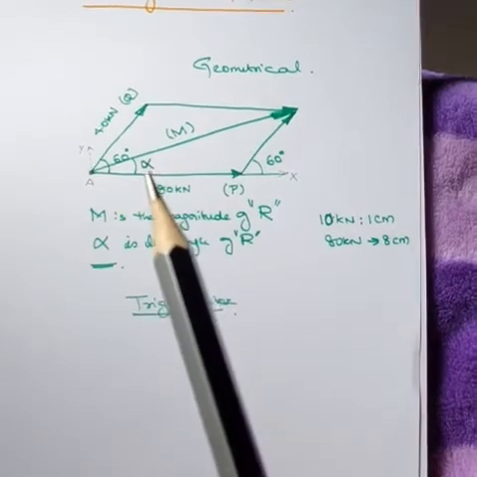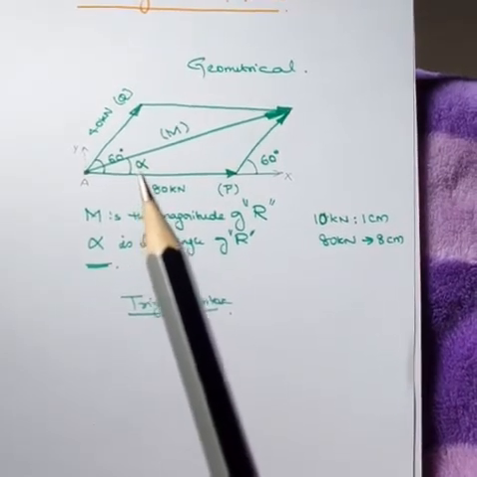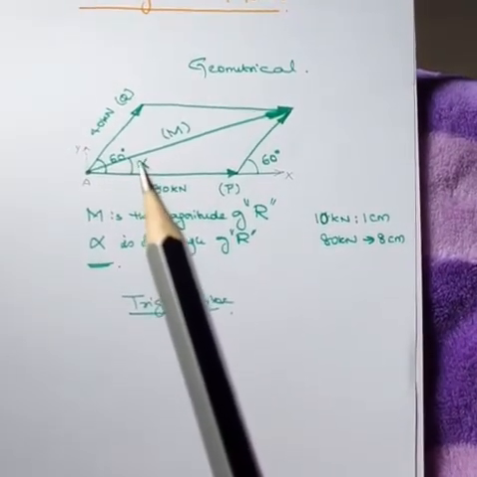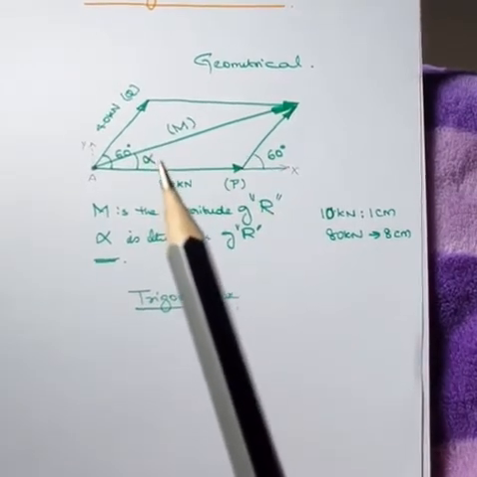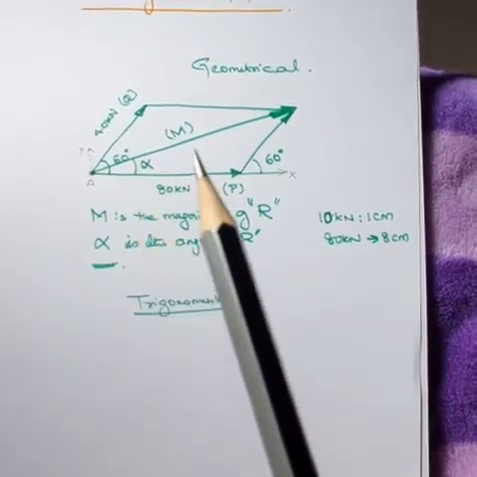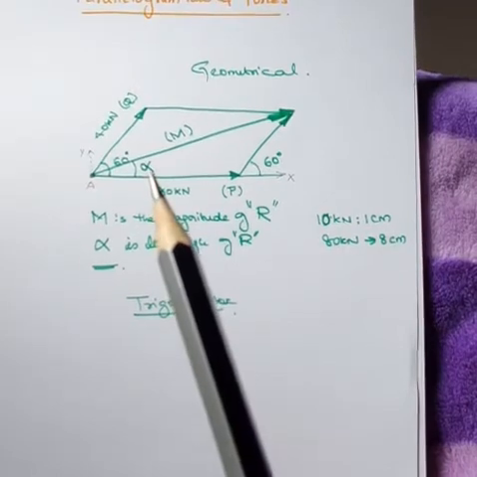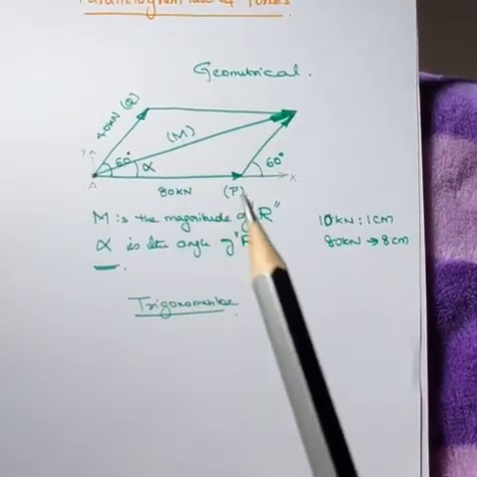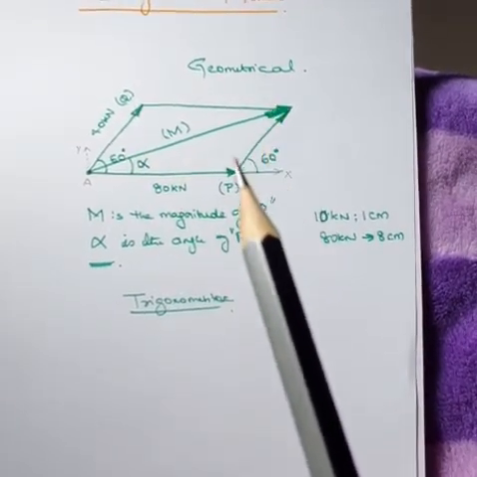And you can also measure the angle alpha using any protractor. So this is how you will find the resultant of these two forces: the magnitude, the direction, and the angle alpha of the resultant of these two forces P and Q using the graphical method.